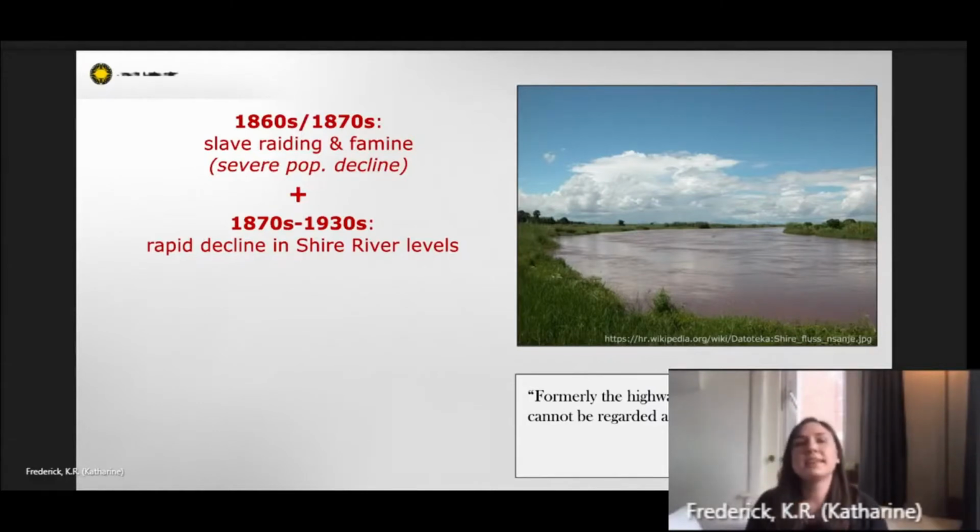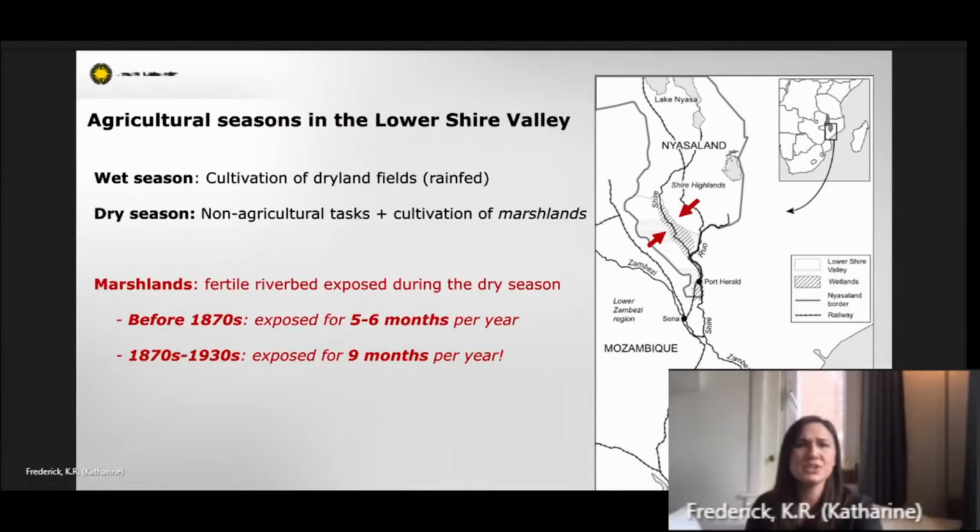But to understand how these changes so profoundly affected the valley, it's important to understand the nature of the geography and also the agricultural systems of this area. So let's have a look at this. As you can see in the map, the valley lies right along the Shire River, which you see indicated in these red arrows. During the 6-month wet season, when the rains fall, farming households in this area cultivated what are called dryland fields, located far from the river.